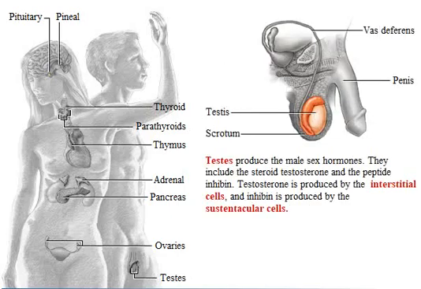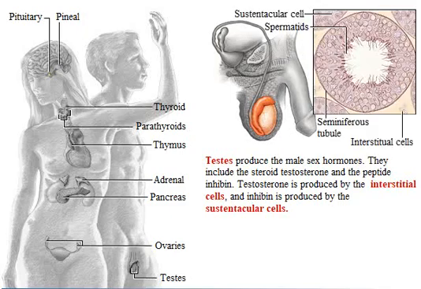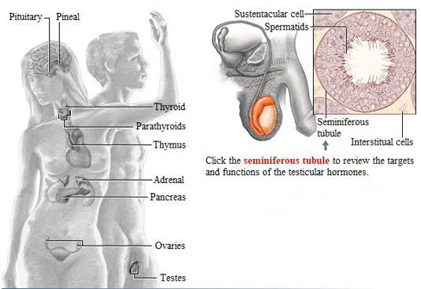Testes produce the male sex hormones. They include the steroid testosterone and the peptide inhibin. Testosterone is produced by the interstitial cells, and inhibin is produced by the sustentacular cells. Click the seminiferous tubule to review the targets and functions of the testicular hormones.